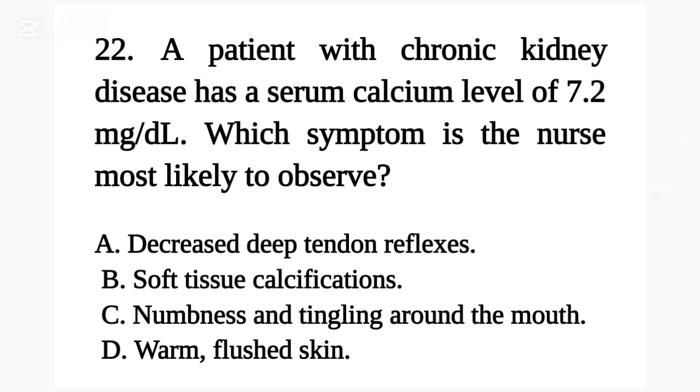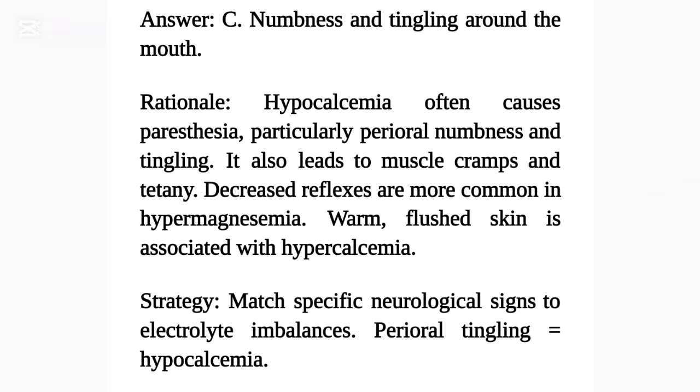22. A patient with chronic kidney disease has a serum calcium level of 7.2 milligrams per deciliter. Which symptom is the nurse most likely to observe? A. Decreased deep tendon reflexes. B. Soft tissue calcifications. C. Numbness and tingling around the mouth. D. Warm, flushed skin. Answer: C. Numbness and tingling around the mouth.